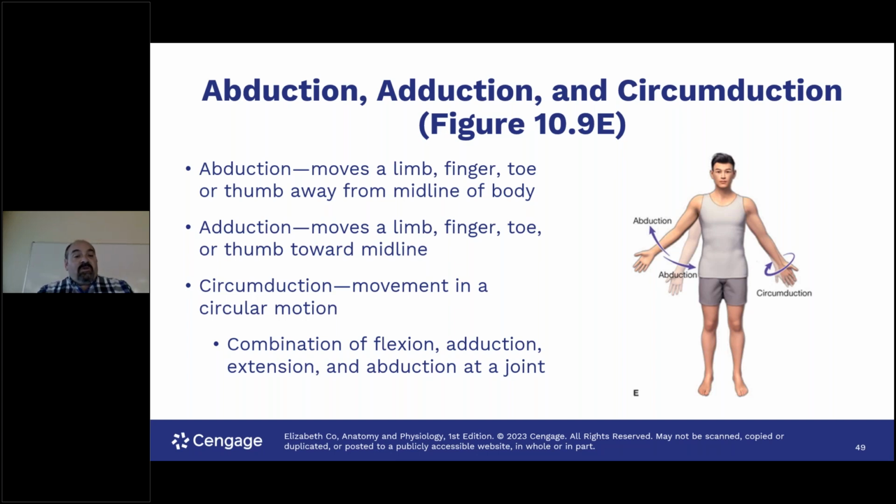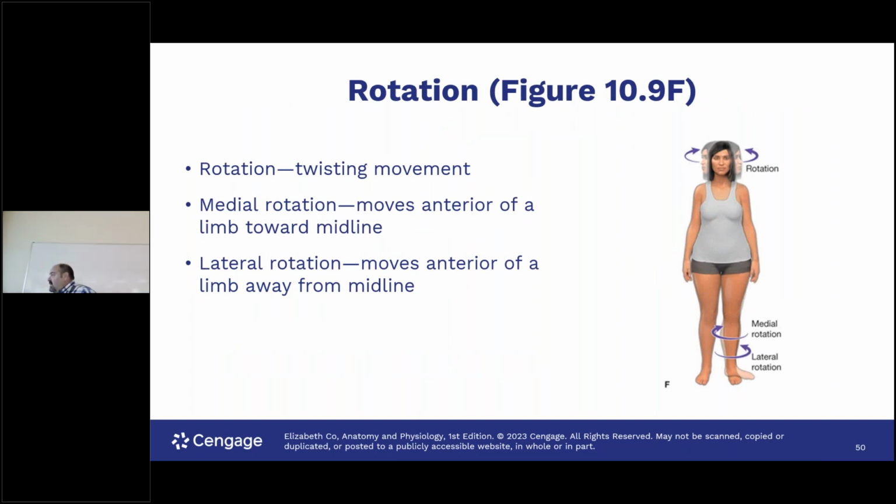Circumduction is movement in a circular motion. So what can circumduct? Diarthrodial joints that are multi-axial. So shoulder, hip, that can be circumduction. Flexion, abduction, flexion, adduction, extension, abduction. Multiple forms of range of motion in that circumduction. Rotation, you understand rotation, right? A twisting type movement.